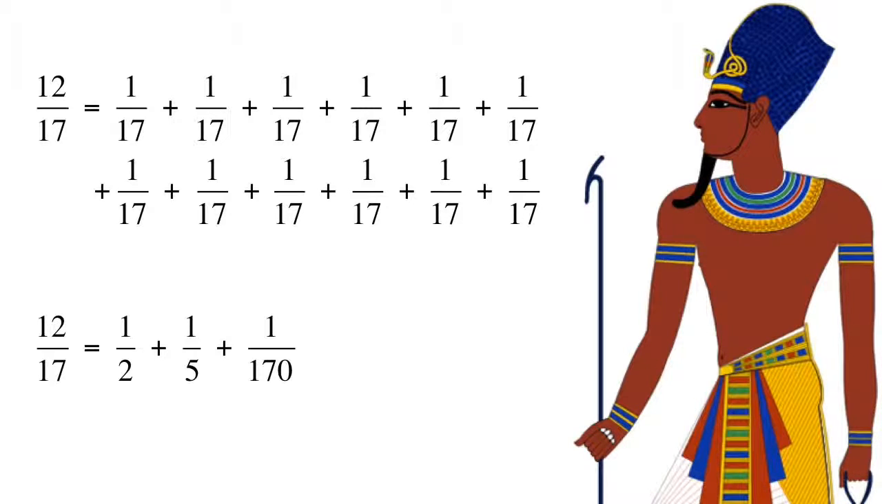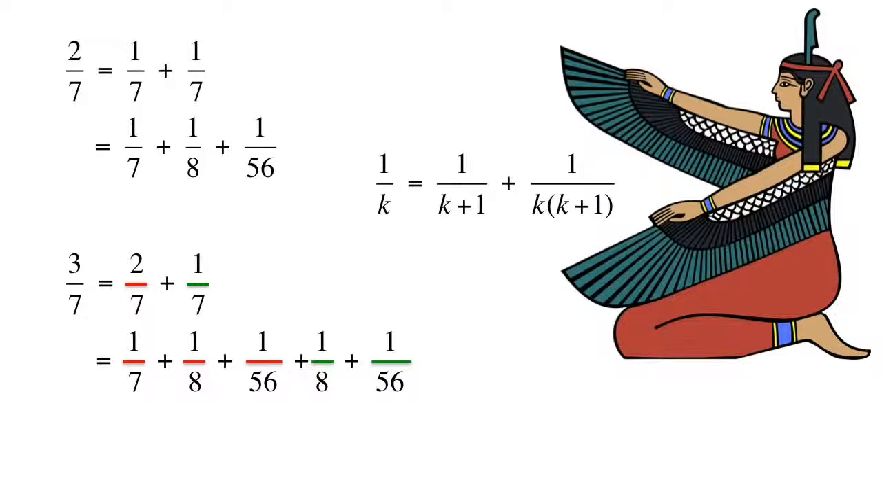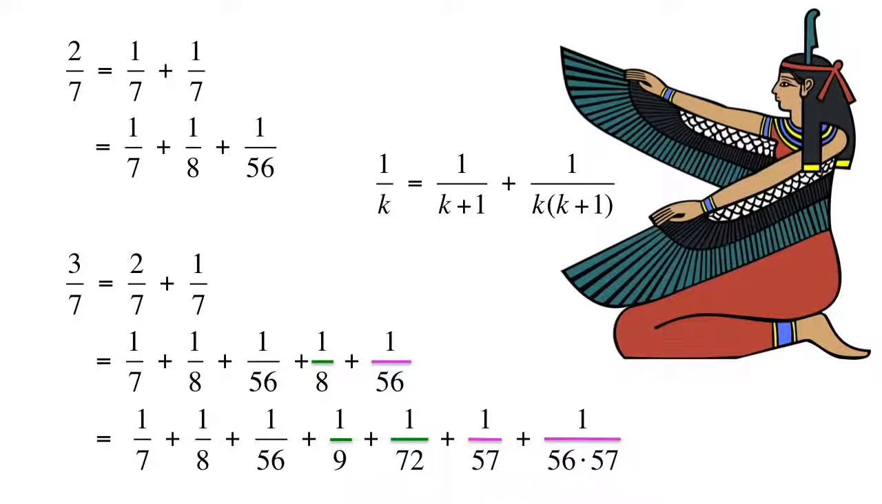A crude way to do this is to use this formula, which splits a unit fraction into 2 other unit fractions. For example, since 2/7 equals 1/7 plus 1/7, we can simply apply the splitting formula to the second term to produce this formula. Similarly, the splitting formula can be used multiple times on the fraction 3/7. Although this approach works for any fraction, it may produce a ridiculous number of terms.